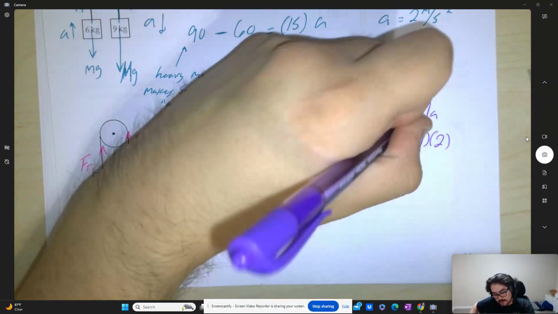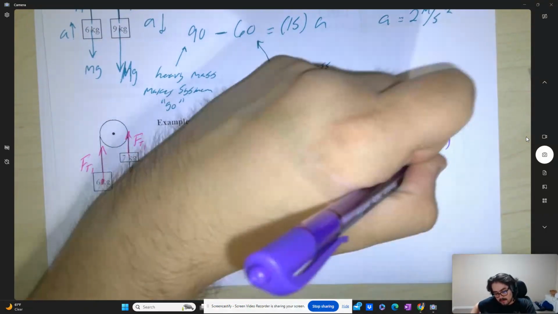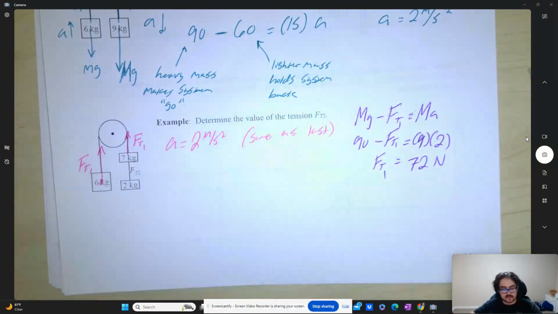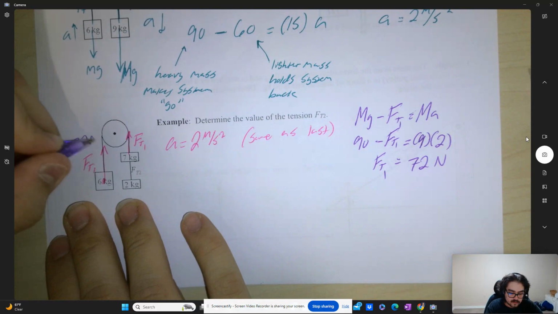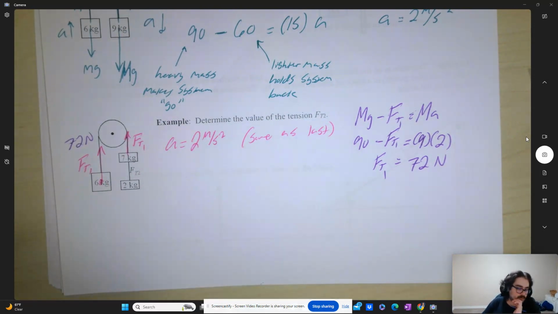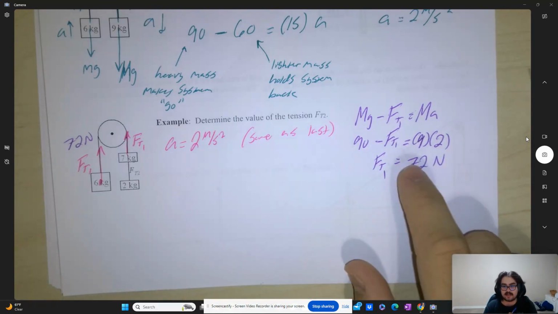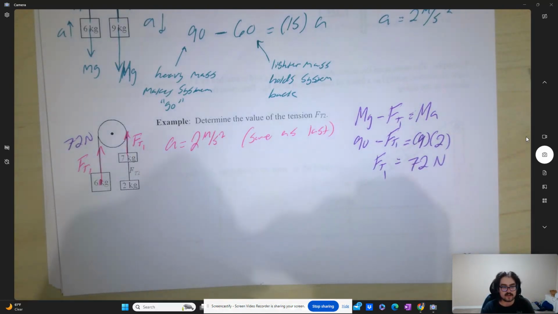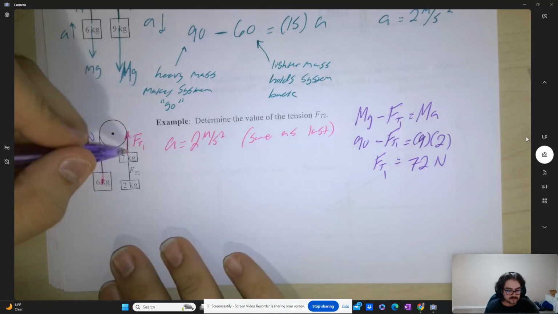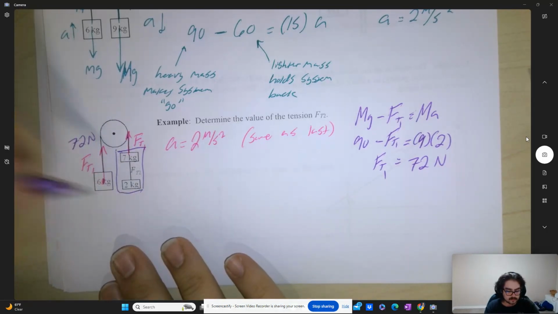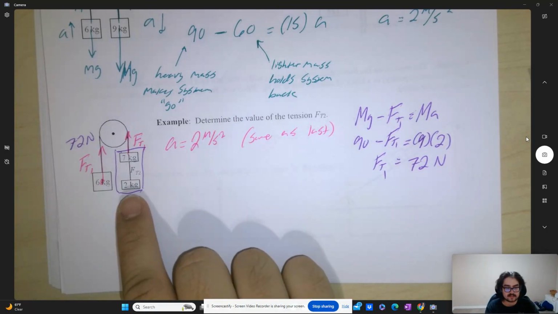This is FT1, by the way. And that would end up giving us 72 newtons. So we know that up here is 72 newtons, pulling upwards. You can use either mass to get this, it's perfectly fine. But then to get the FT2, we're just looking at this system right here.